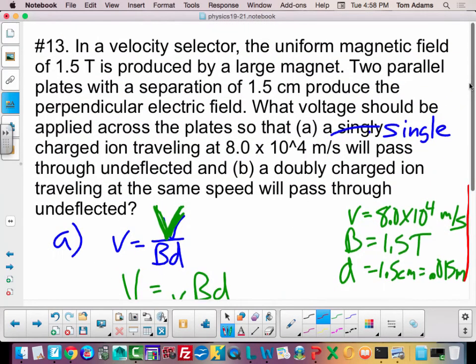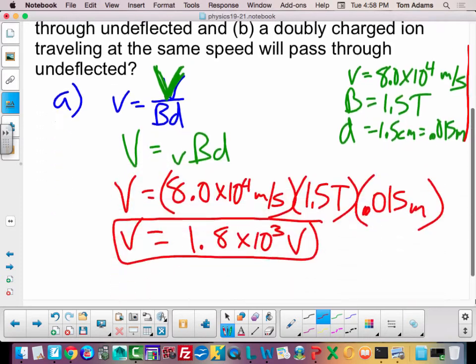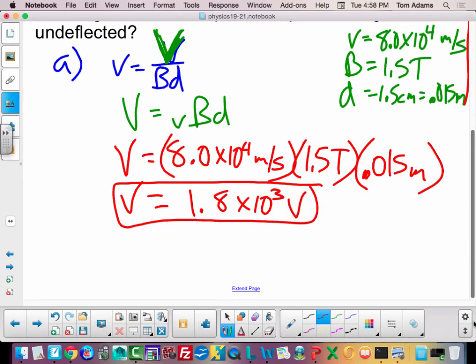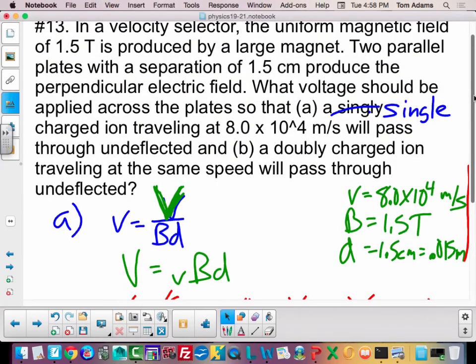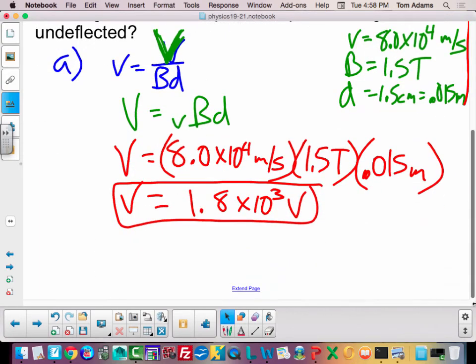Now for part B, it says a doubly charged ion. So now if we double the charge on this particle, somehow it'll have an impact. So when we double the charge, well, it may or may not have an impact. Notice that this particular calculation doesn't care what the charge is, okay? So part B is kind of a trick question.